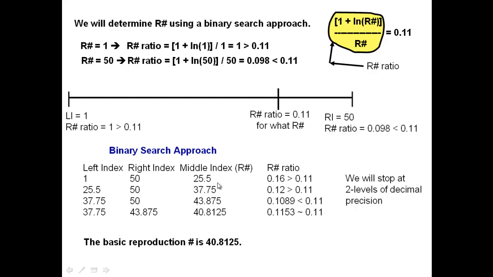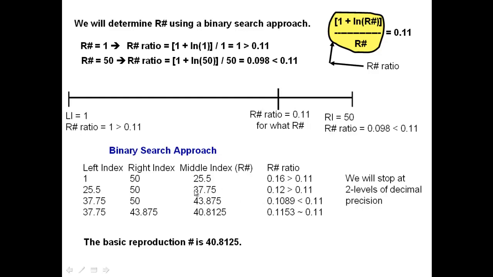So the middle index is 50 plus 1 over 2, which is 25.5. So the value of r hash ratio at 25.5 for r hash is 1 plus log 25.5 divided by 25.5, that is 0.16, which is greater than 0.11. So that means we can move the left index to the right by setting it to be 25.5. The right index is 50. The middle index is the average of these two, which is 37.75.